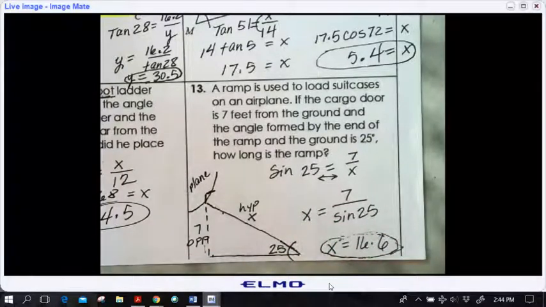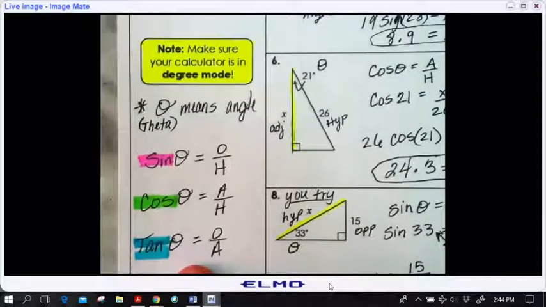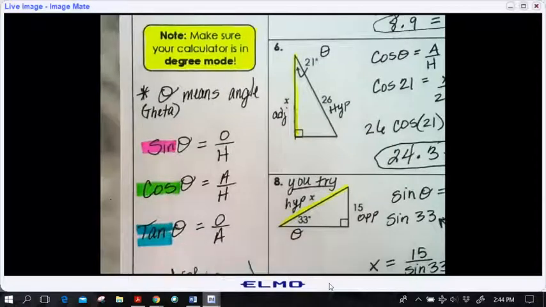All right, that is part 2 of our video. Everything that we just did was we were given an angle and we had to find a missing length of a leg.